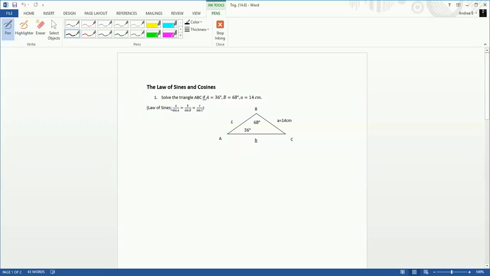Alright, here we've got law of sines and law of cosines. This one I'm going to split into two videos as well. The first one here is to solve the triangle ABC. If A is equal to 36 degrees, B is 68 degrees, and little a, so side A, is 14 centimeters. And I have that labeled down below.